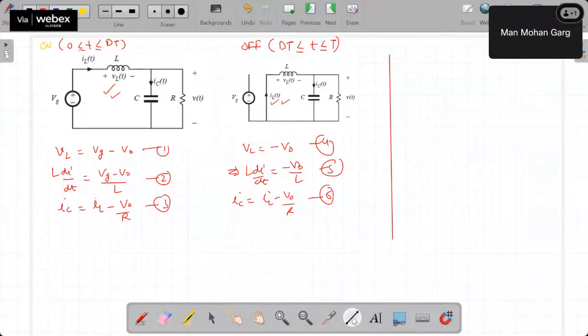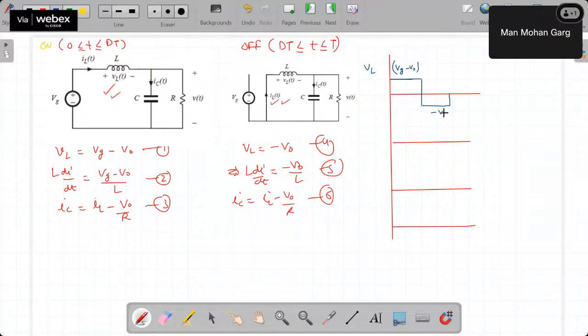When the switch is on, this is Vg minus V naught. And when the switch is off, this is minus V naught. So this is the inductor voltage. Similarly, if I draw the inductor current for this period in steady state, then during this on period this is increasing, this is decreasing, and the same thing gets repeated. So this period is dT, this period is 1 minus dT. So this is the inductor current.